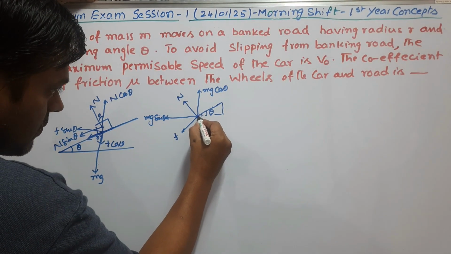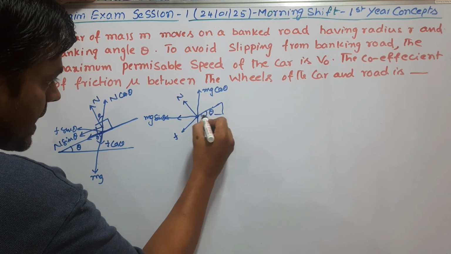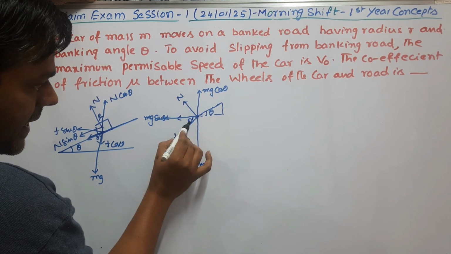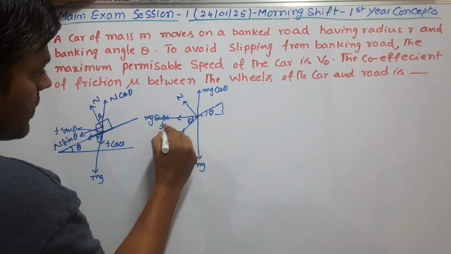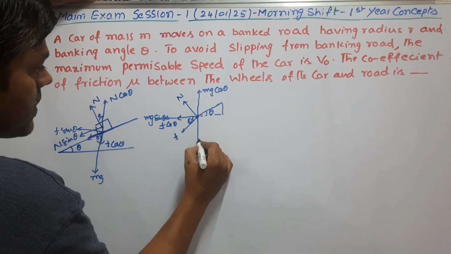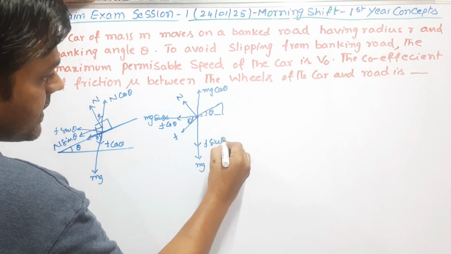This is resolved into two components. This is the banking angle theta, so the adjacent side is F cos theta. Along this downward direction, it is F sin theta.